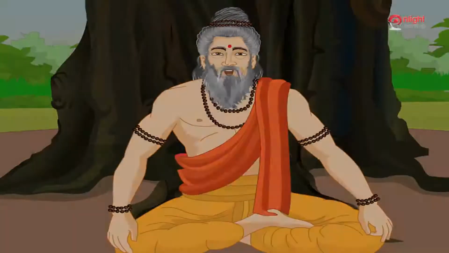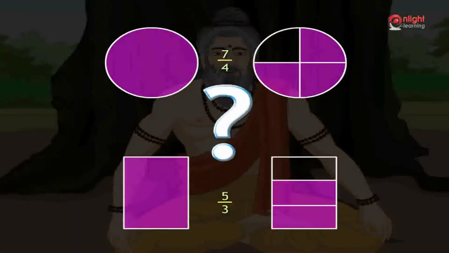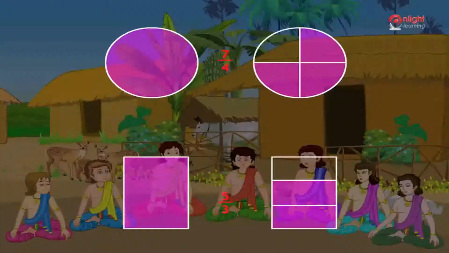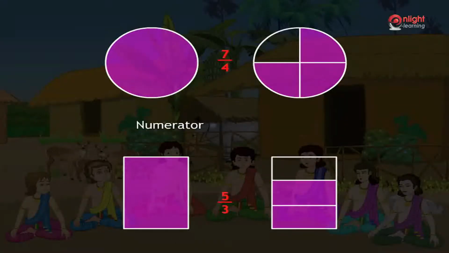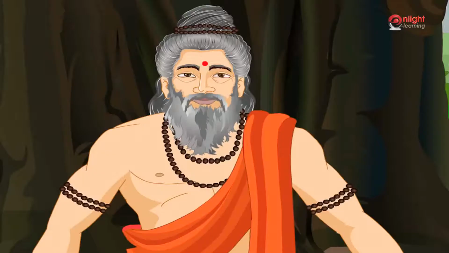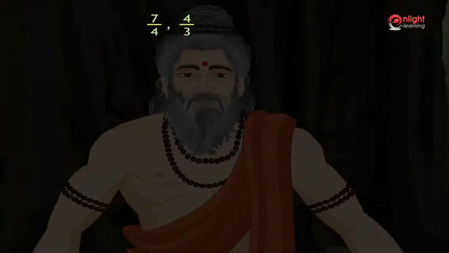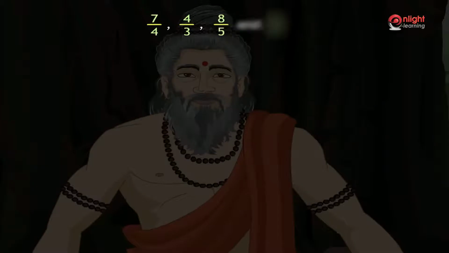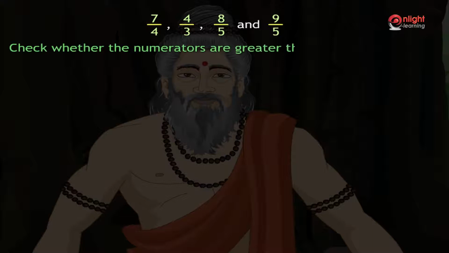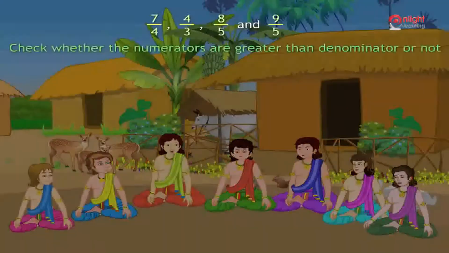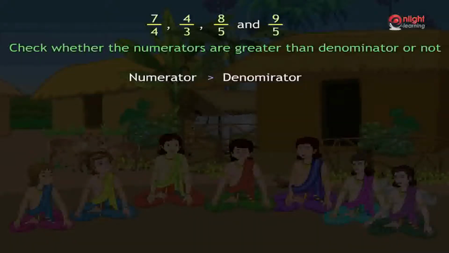In both the above examples, do you find any similarity? That is, in 7 by 4 and 5 by 3. In both the fractions, numerator is greater than the denominator. Good. Look at these fractions: 7 by 4, 4 by 3, 8 by 5 and 9 by 5. Check whether the numerators are greater than denominator or not. Yes, in all the fractions, numerators are greater than the denominators.